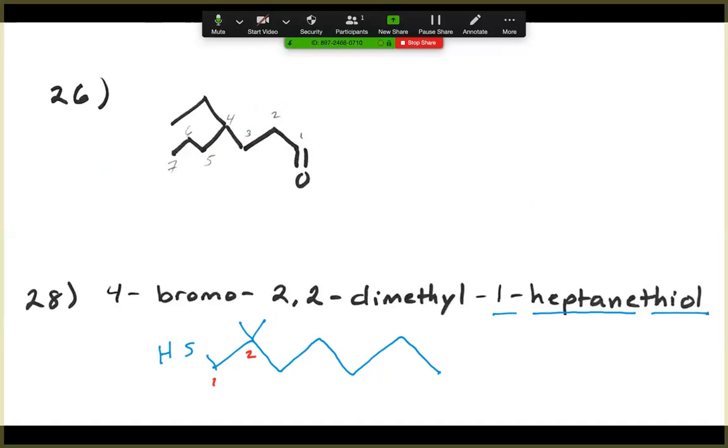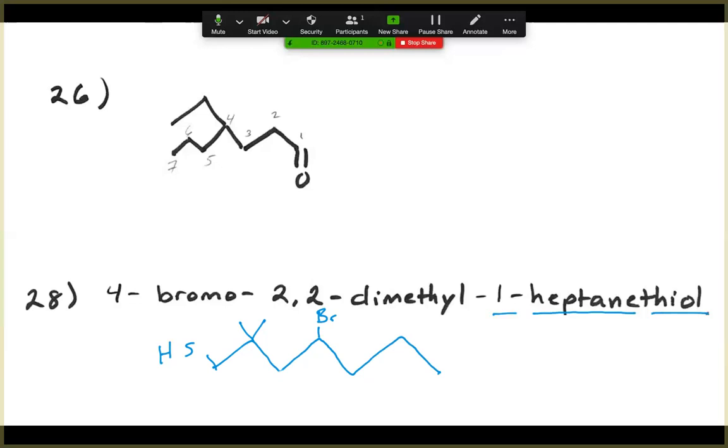The last is 4-bromo. So keep counting: 1, 2, 3, 4. And on the 4 position is a bromo. Done. 4-bromo-2,2-dimethyl-1-heptanethiol is that structure down there. Want to clean it up, get rid of my numbers. And there's my structure. And again, in the answer key, you might see I have the reverse image.